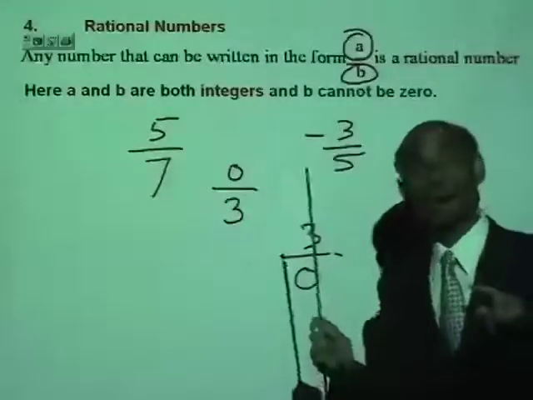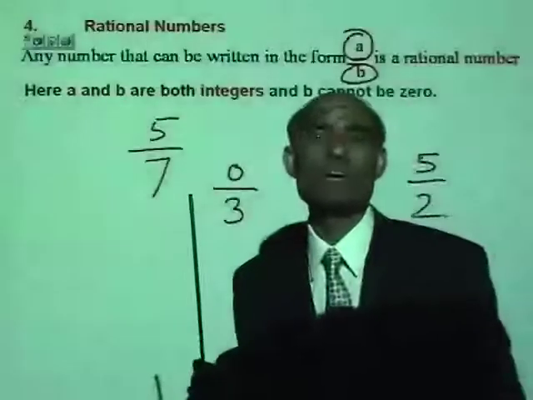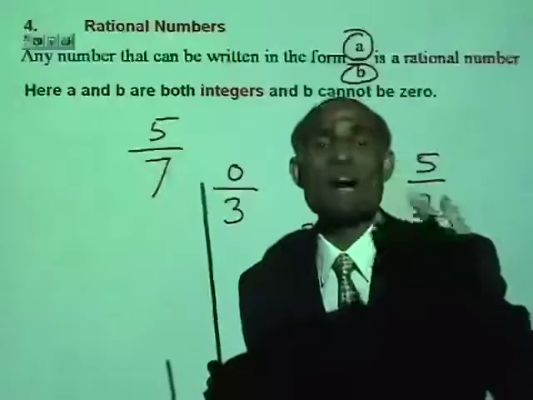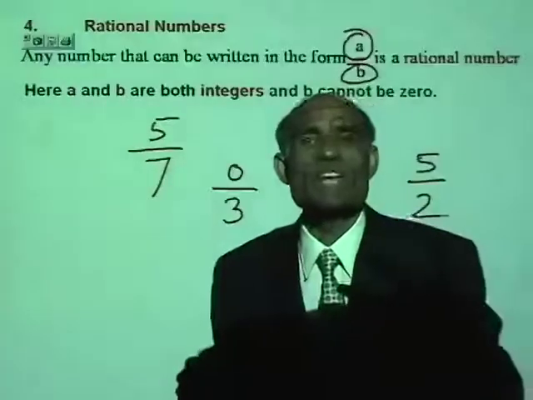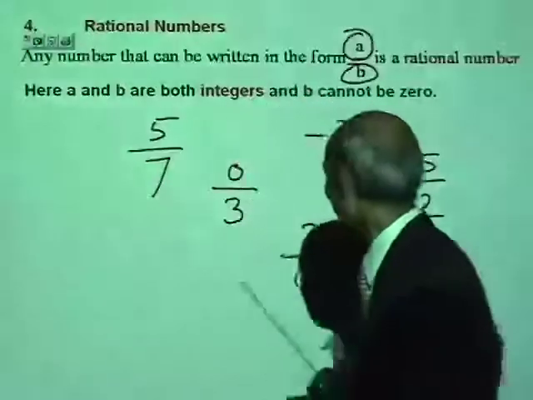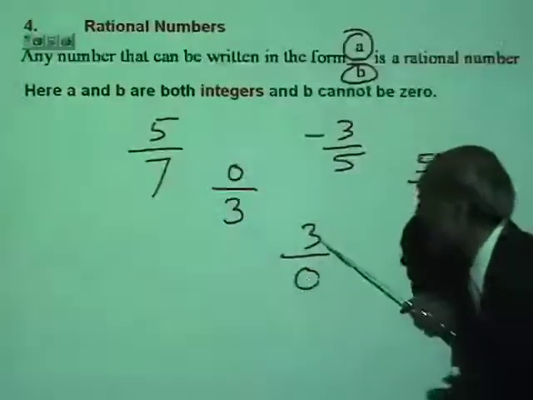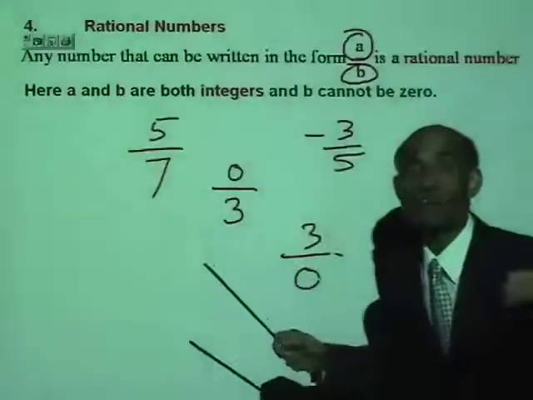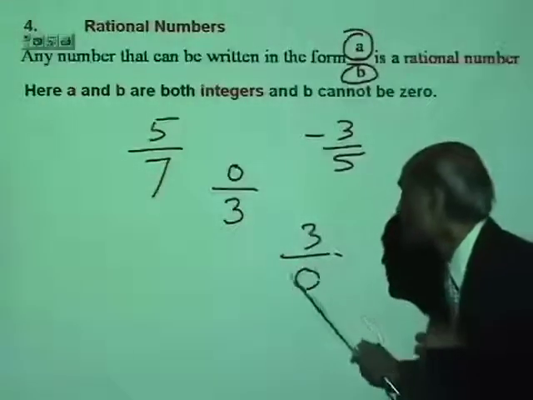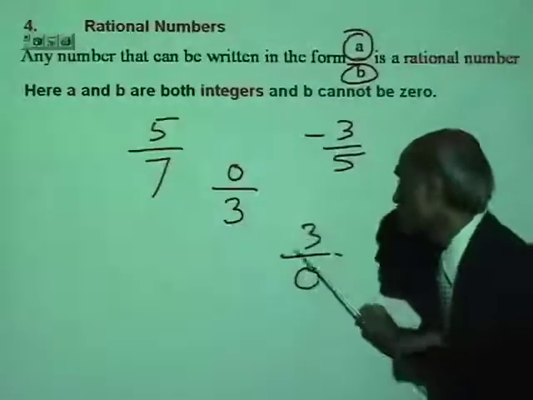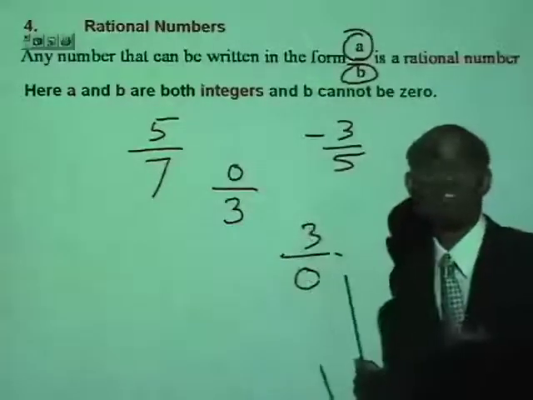You see, the reason why B cannot be 0 is that you cannot divide a number by 0. Dividing a number by 0 is meaningless. And therefore, you cannot have 3 divided by 0 or 5 divided by 0. We say this is undefined. This is not a defined number.